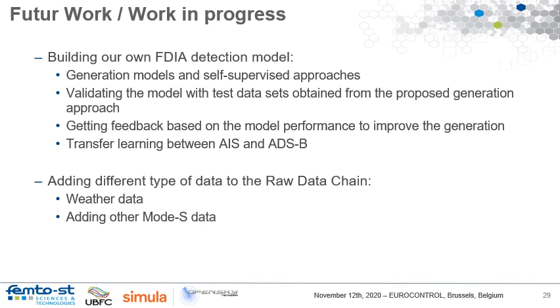We also want to do transfer learning between the AIS and ADS-B protocols because they are really close together and a lot of problems are shared by those two protocols. We also want to add different types of data to the raw data chains in ADS-B. So the idea would be eventually to try to find some weather data or to add other modalities to further improve the chain.